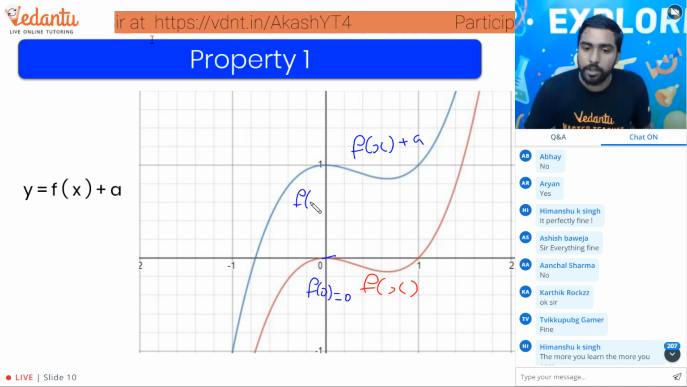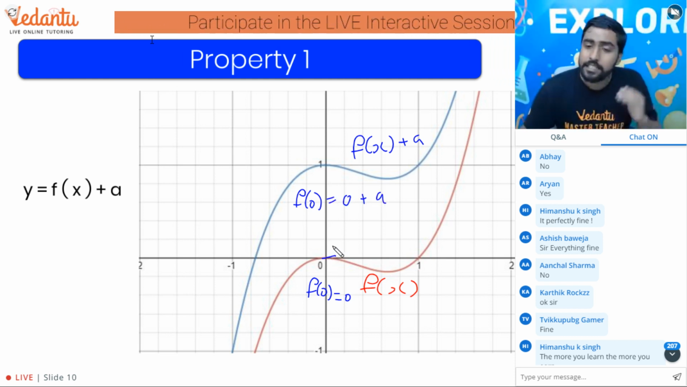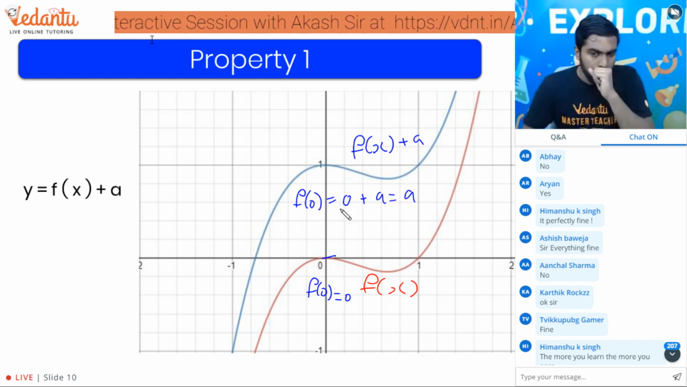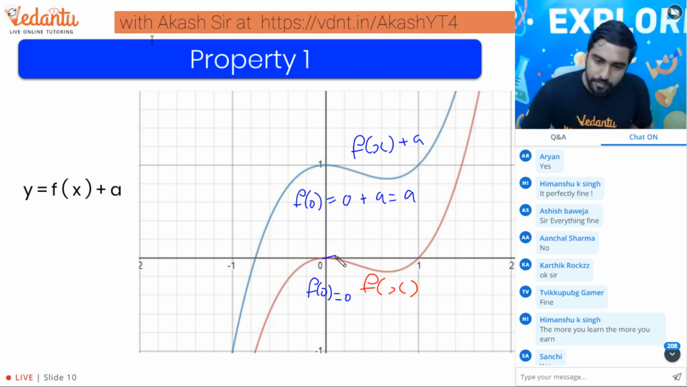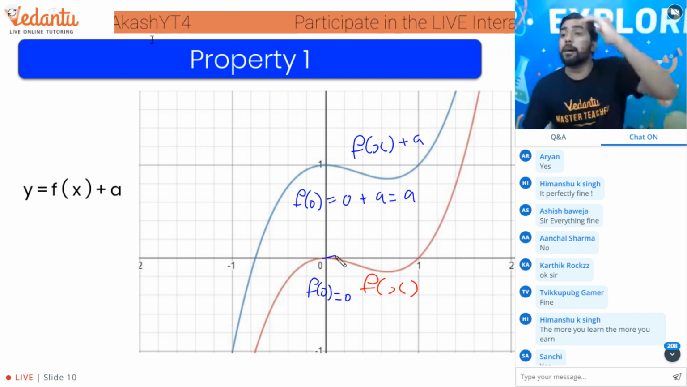So f of 0 in this case will be 0 plus a. Are you guys able to see that 0 plus a will be equal to a? So that means in this particular case, your graph, your point should be moving upwards.